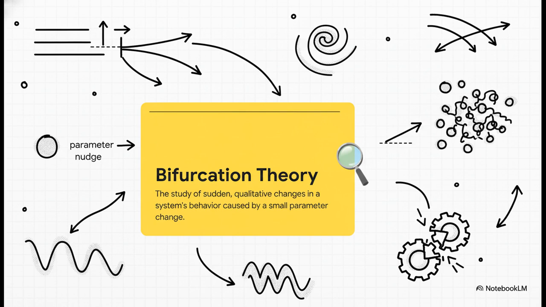And that word qualitative is absolutely key. We're not just talking about numbers going up or down. We're talking about the whole behavior, the entire nature of the system, fundamentally transforming. The faucet doesn't just drip faster, it stops being a dripper and becomes a streamer. The rules of the game have changed, all because you nudged one little parameter past a critical point.